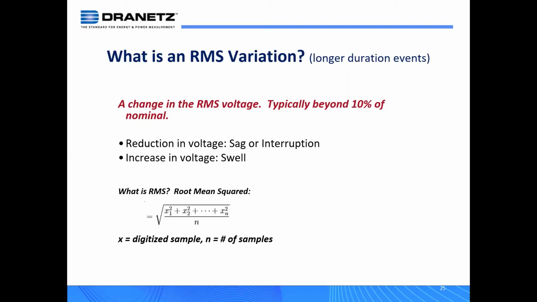But what is an RMS variation? Well, it's a change in the RMS voltage. Again, what we were looking at before showed the AC waveform. So we're not talking about the peaks, we're talking about the RMS of one AC waveform. And it's typically beyond 10% of nominal, and we'll give you some rules of thumb for that in a few minutes. But basically, a reduction in voltage is a sag or an interruption in US terms. It would also be classified as a dip in some of our European or other international country terms. So a sag is a reduction in voltage, an interruption is voltage no longer exists or is very low, and an increase in voltage is a swell.